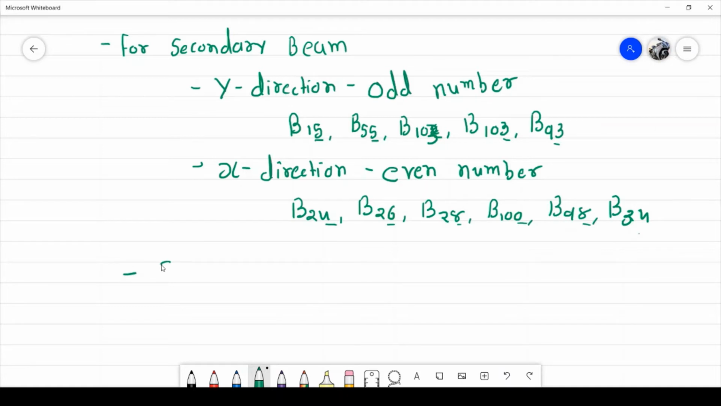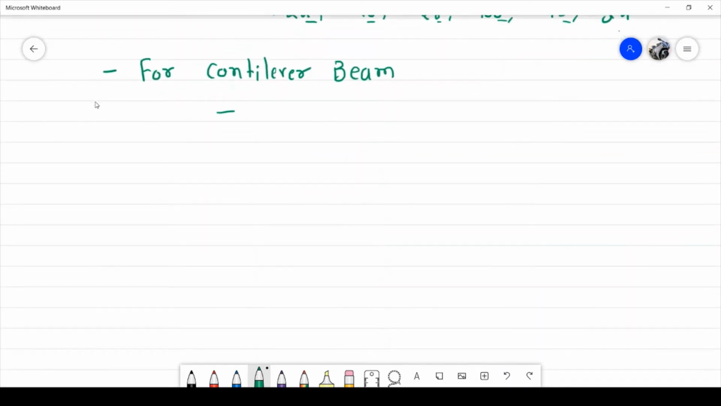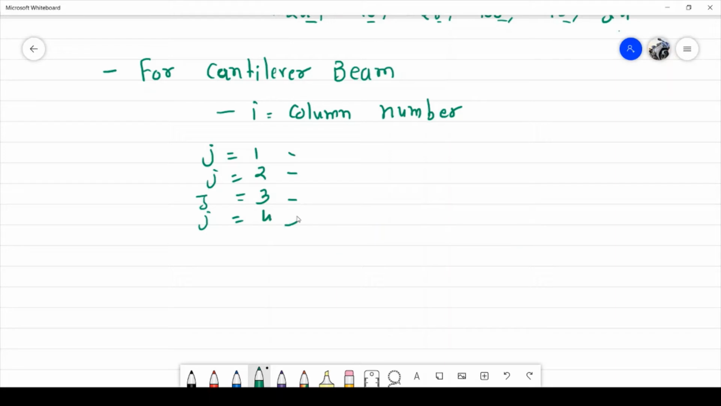Okay, so we write it here, for the cantilever beam. For the cantilever beam, I is the column number. Okay, wait a minute. It's A, not O. Okay, cantilever beam. So I is the column number. But J has 4 values. J is equal to 1, J is equal to 2, J is equal to 3, and J is equal to 4. Why this?